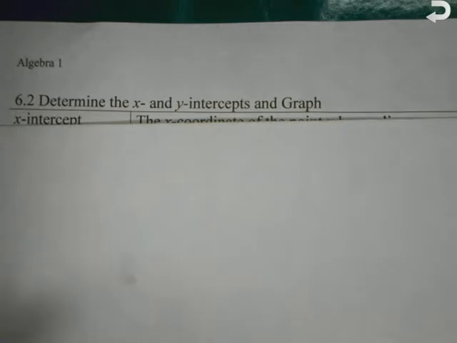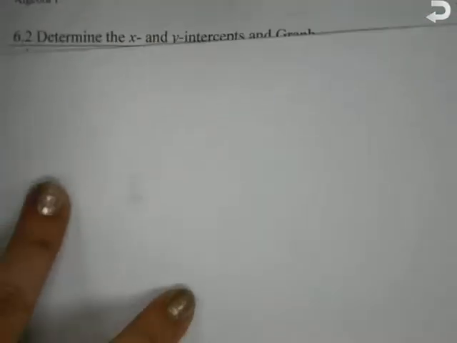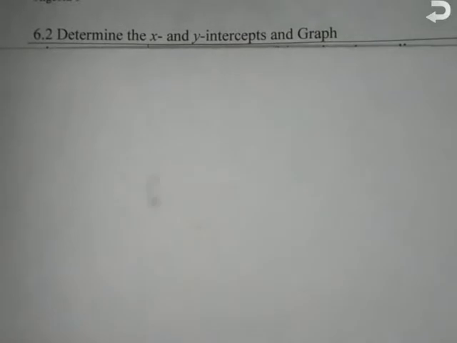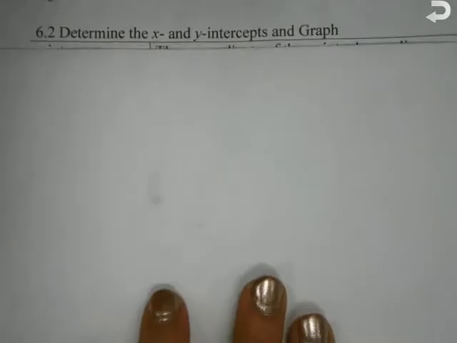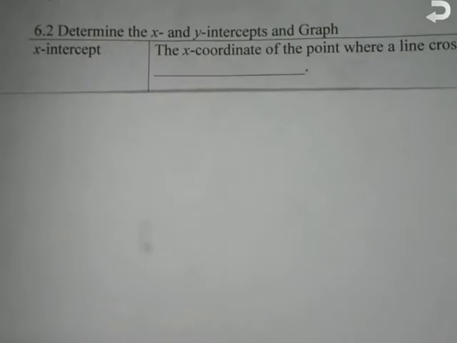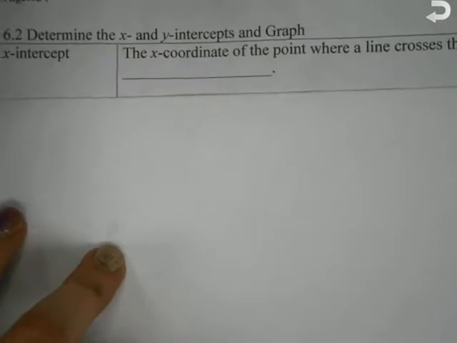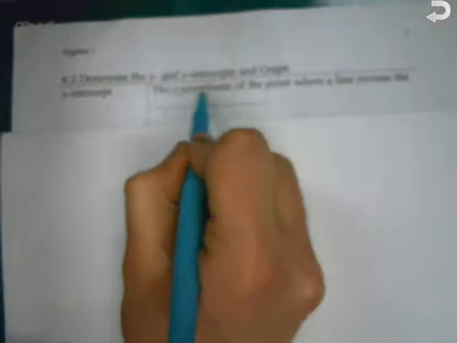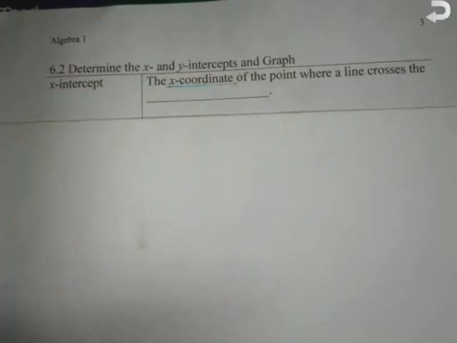So for 6.2, now that we've learned how to graph, we're actually going to be working with the x and y intercepts, and then graph using just the intercept. So first thing, what is the x-intercept? The x-intercept is the x-coordinate. It's not the entire coordinate, it's just the x-coordinate, so underline that. It's just the x-coordinate.